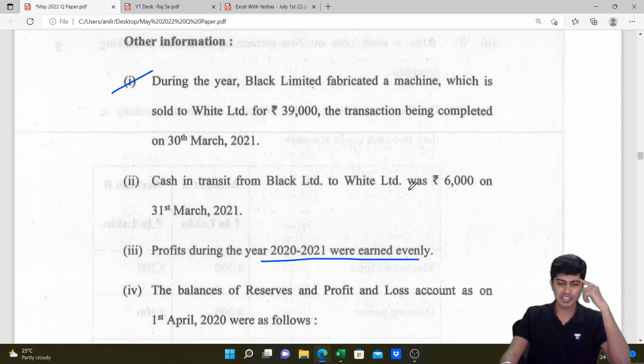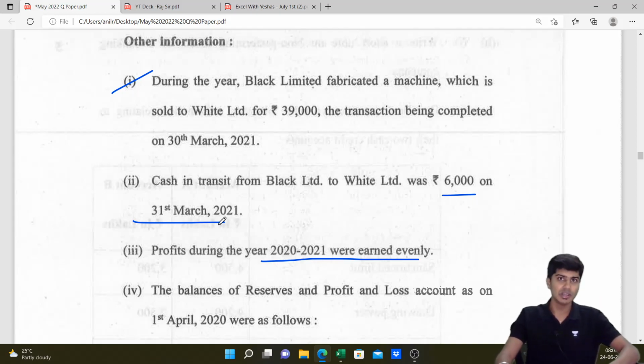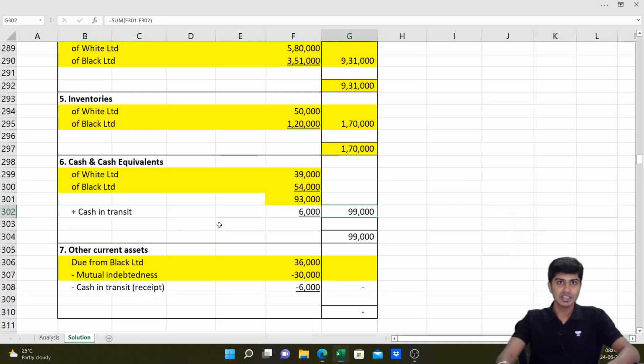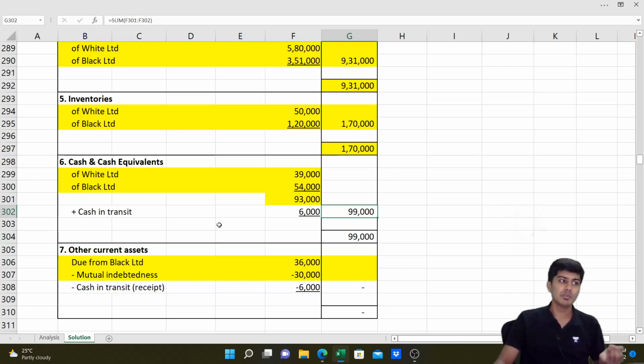Then we have cash in transit, 6,000 was still in transit. So 6,000 you increase the cash, 6,000 you increase the receivable because 36,000 was receivable. 30,000 mutual indebtedness you wrote off. Balance 6,000 is sent by one, the other has not received, it's in transit. If it was not sent, it would have been cash. Now, the person who has sent has not recorded in cash because it's gone out. The person who is supposed to receive has not recorded because it is not received. So one of them has to record. So what will we do?